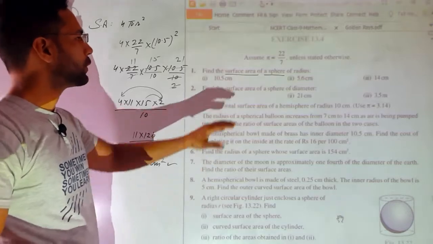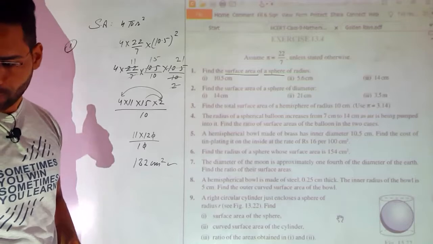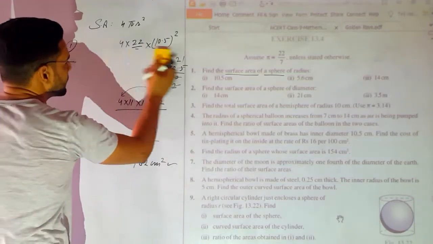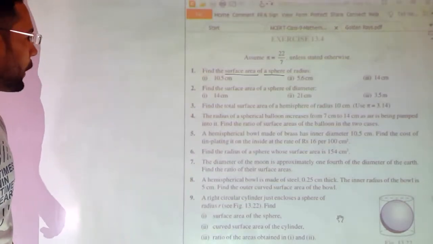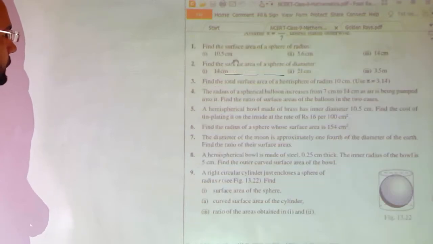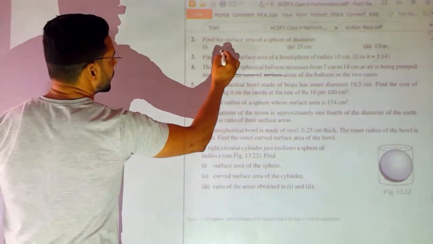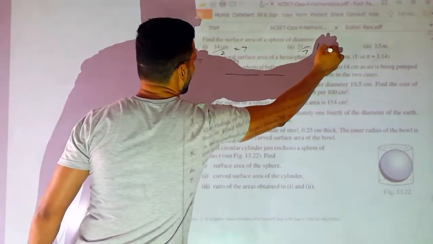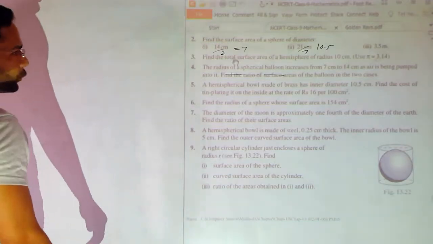Now the other two parts are for you. You have to solve yourself. Question number two is there. Find the surface area of the sphere whose diameter is given. So simple: the radius is 7, the radius is 10.5, and the radius is 1.25.